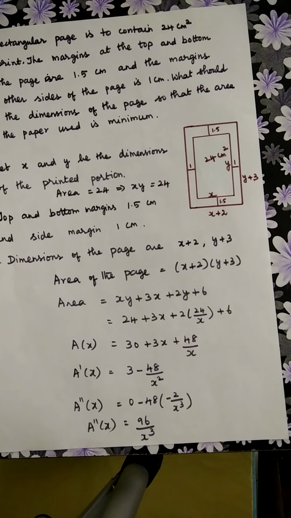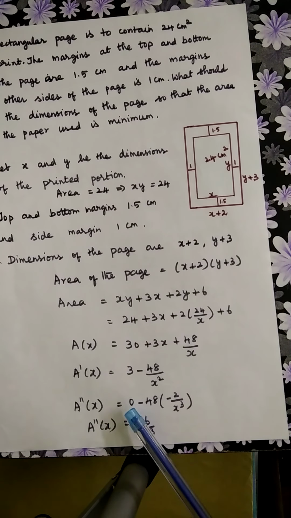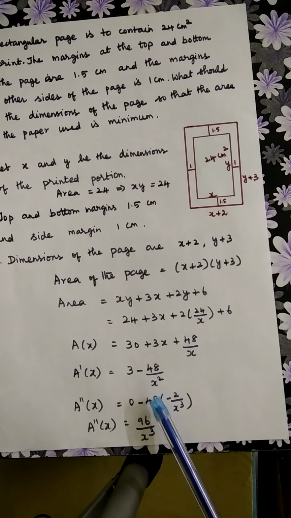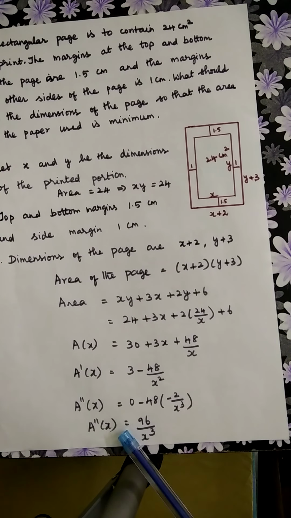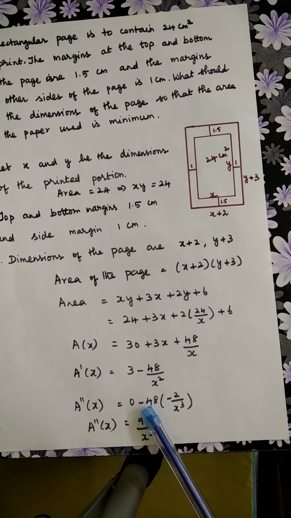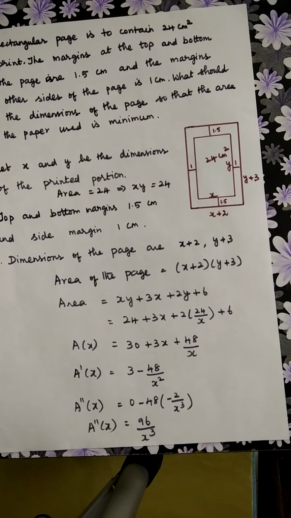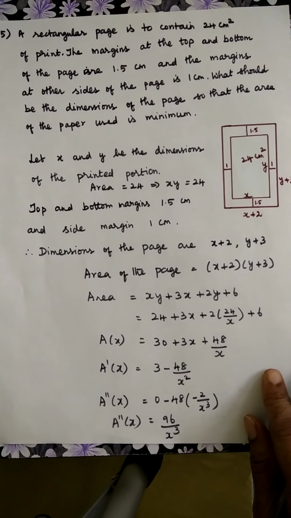So, again differentiating a second time. A double dash of x equal to 3 constant, so derivative of 3 is 0, minus 48. Derivative of 1 by x square is minus 2 by x cube. So, A double dash of x equal to minus into minus plus 48 into 2, 96 by x cube. Now, we do not know the value of x. So, only when you know the value of x, we can say whether this is positive or negative.